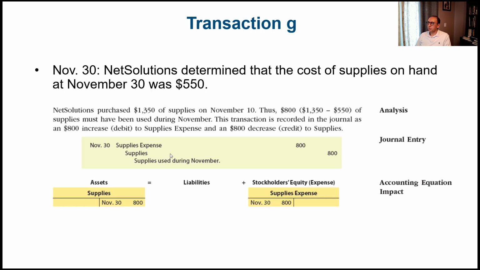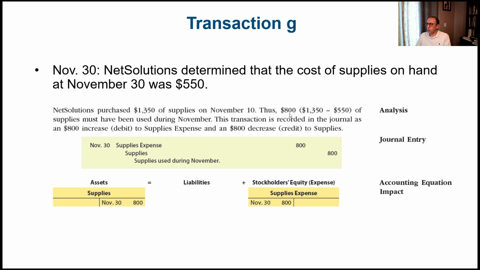Right, let's see transaction G. This is where we bought some supplies. Or actually, we had the supplies, but we used the supplies. So Net Solutions determined that the cost of supplies on hand at November 30 was $550. Remember, we originally purchased supplies worth $1,350, and now our leftover is $550. So how much did we use? It's the difference. We originally had $1,350. We are left with $550. So what we used is actually $800.